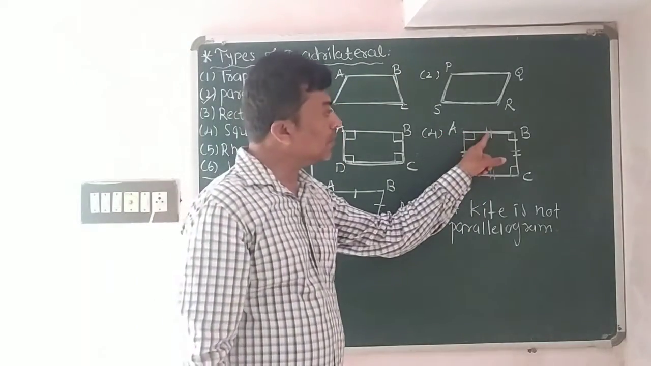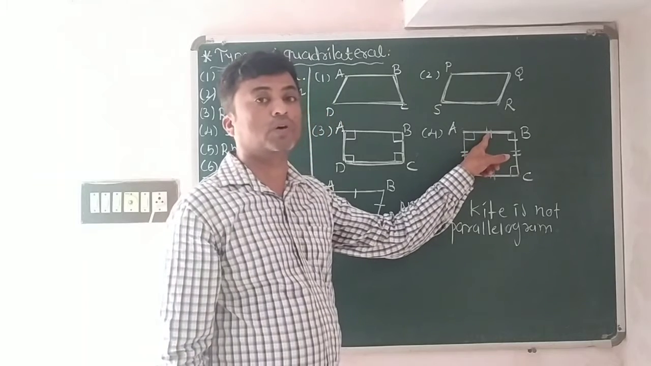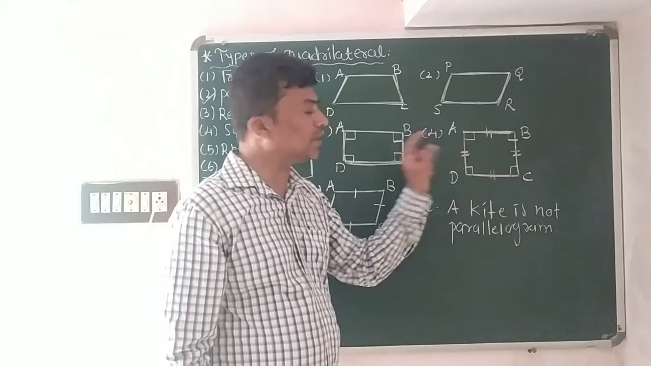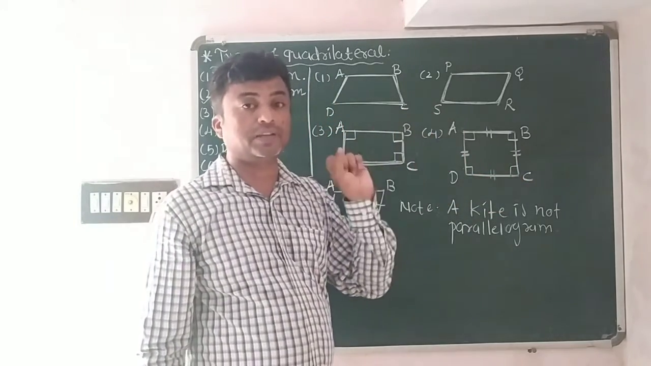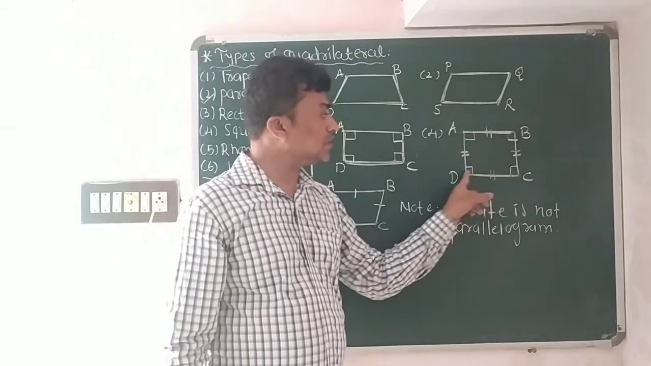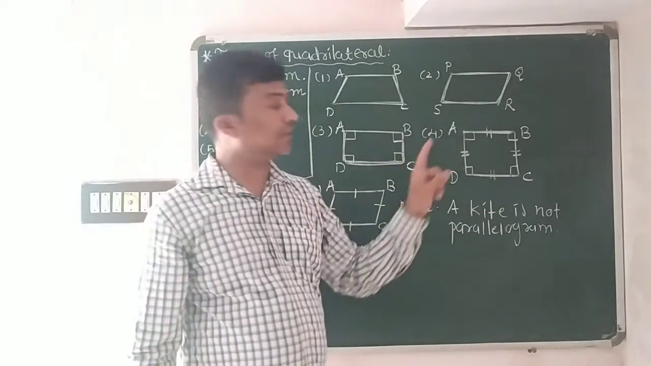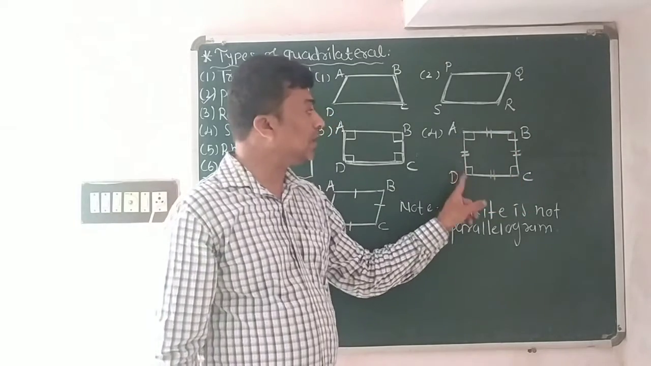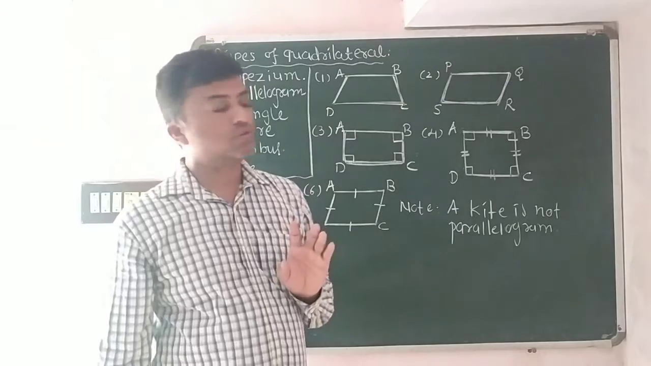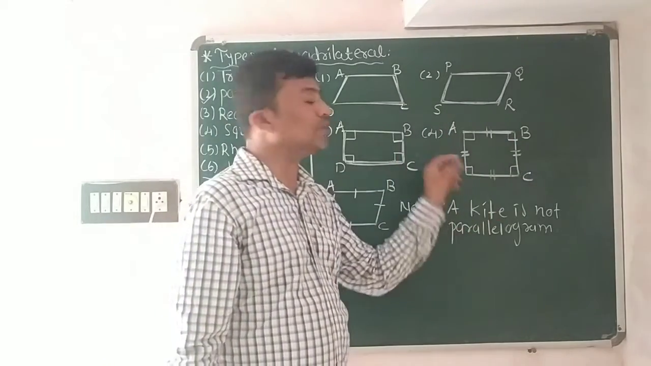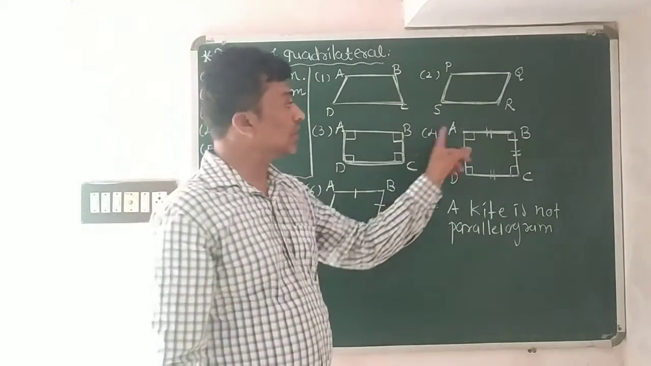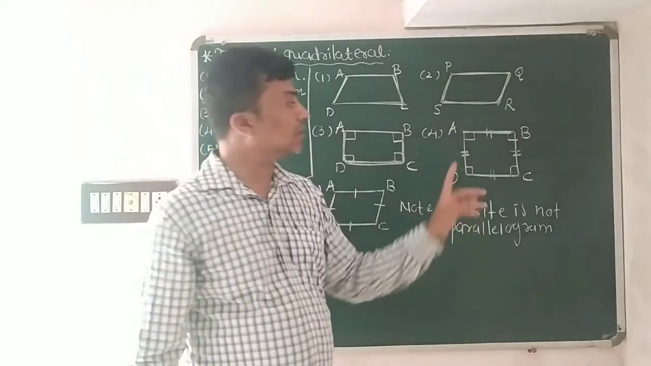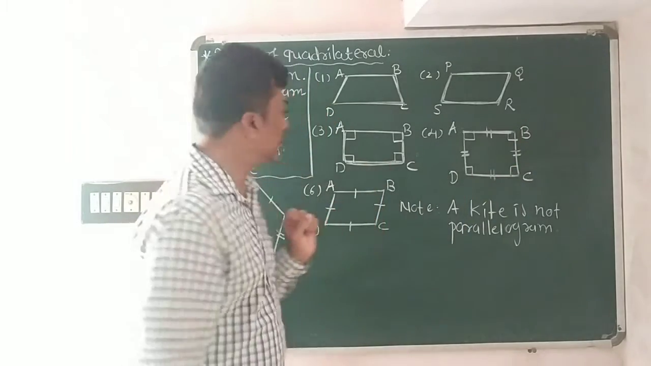And see children, a double dash is marked on each side of the quadrilateral ABCD. See, here double dash, here double dash, here double dash, here double dash. This double dash indicates that AB, BC, CD and DA have the same length. Means length of AB, length of BC, length of CD and length of DA are same. So see children, here quadrilateral ABCD is the square because ABCD is a rectangle with all the sides equal in length. So ABCD is the square.